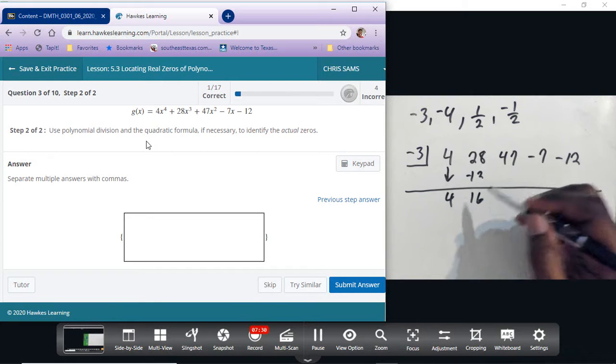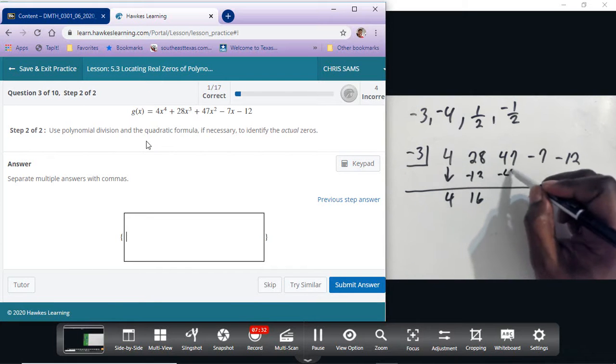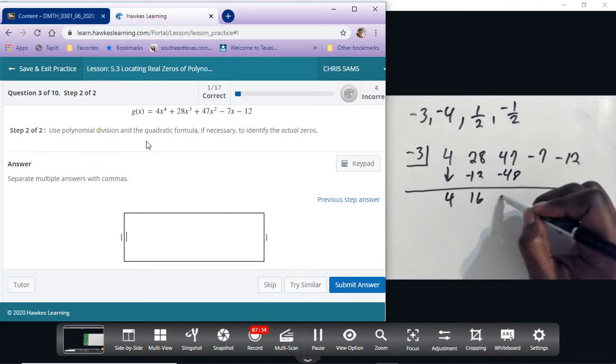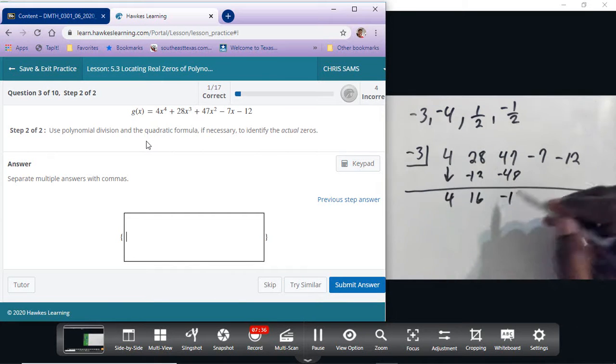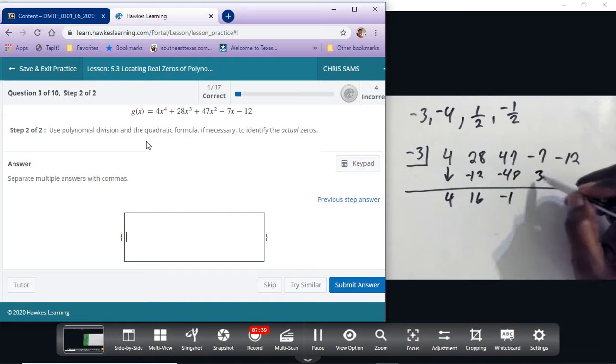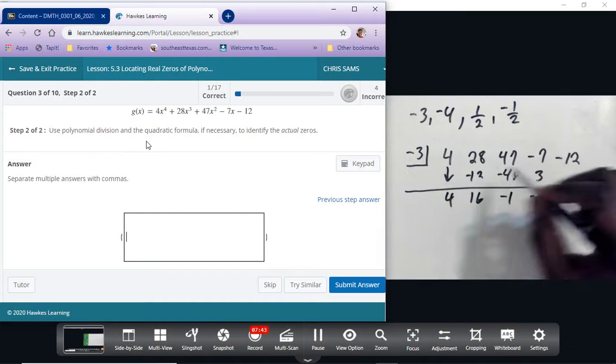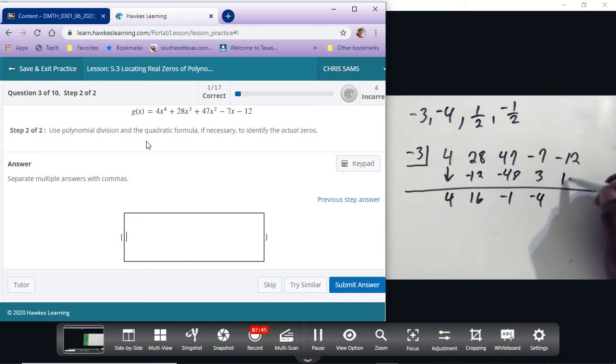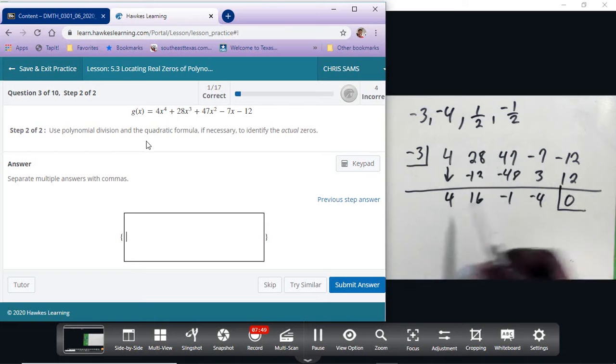-3 times 16 is a -48. Subtract, we get a -1. -3 times -1 is a +3. We subtract, and we get -4. -3 times -4 is a +12. We get 0. So what we are confirming when we get a remainder of 0 is that -3 is a 0. And then from here you can just continue going with the next number.